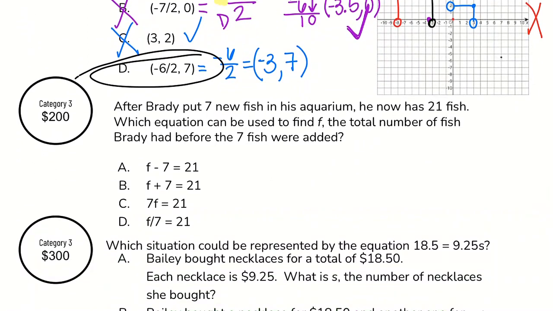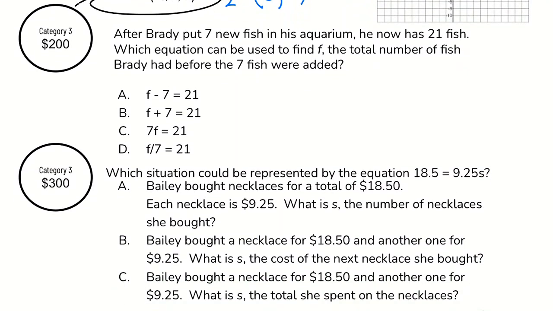Okay, next number, if we're looking for our keywords. After Brady put 7 new fish in his aquarium, he now has 21 fish. Which equation can be used to find F, the total number of fish Brady had before the 7 fish were added? Okay, so I circled my numbers. Now let's go through and look for our keywords. I saw has 21. I think that's equal, because has is the past tense of is. Okay, so that means equal.